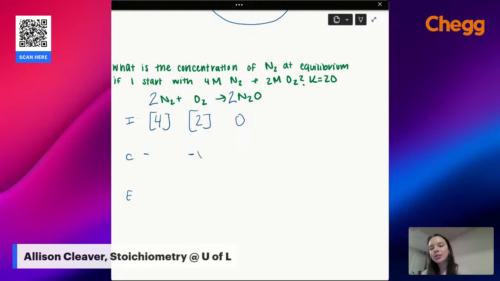For this O2, it's just going to be minus x. Now, if that compound has a coefficient in front of it, it gets a little bit trickier. We have to bring that coefficient down. And so this N2 is going to be minus 2x, because the reactant is disappearing at a rate of 2x, and it's minus x because the reactant is disappearing at x. And we know the product is being created.